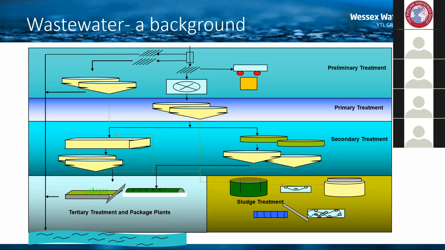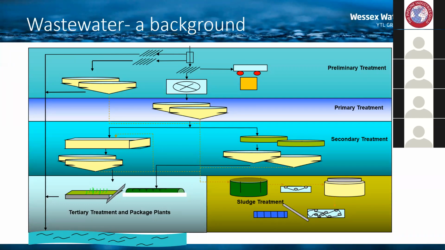So looking then at an overview of the sewage treatment process, it is typically broken down into 5 stages. We've got the preliminary treatment, the primary treatment, secondary treatment, and we can have tertiary treatment, and then there's the treatment of the sludge. I'm not going to be focusing on the sludge treatment today, but we'll go through some examples of each of these other treatment processes.